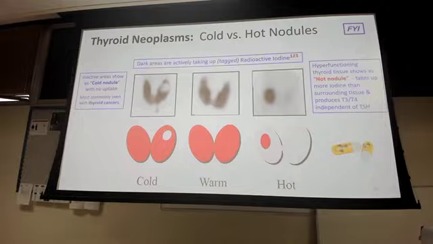Just to clarify then, for the hot nodule, can I link that then to hyperthyroidism? And if I would see it, then it would just be that one small area? You can do it that way. You can think of it that way. Yeah, because hopefully what I say here kind of clarifies it.